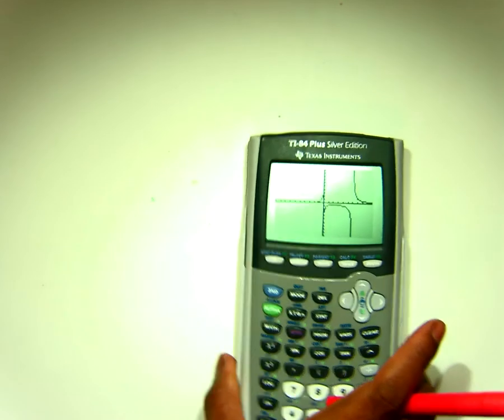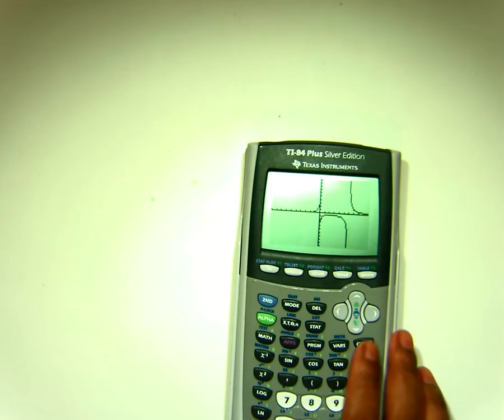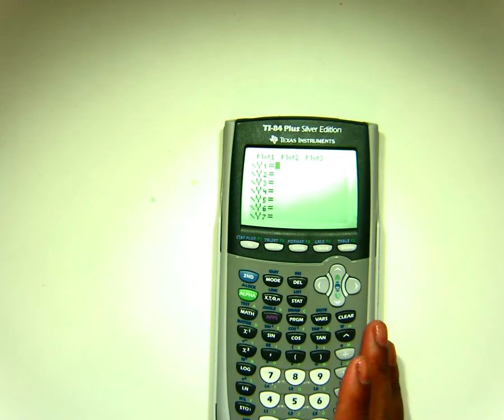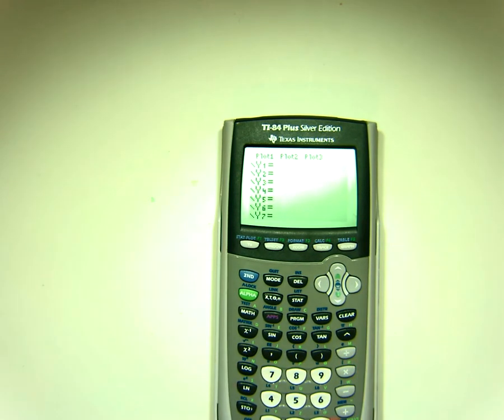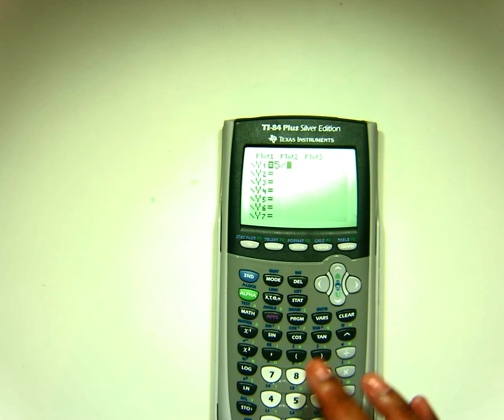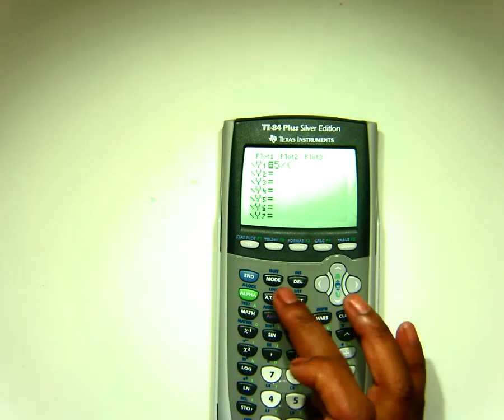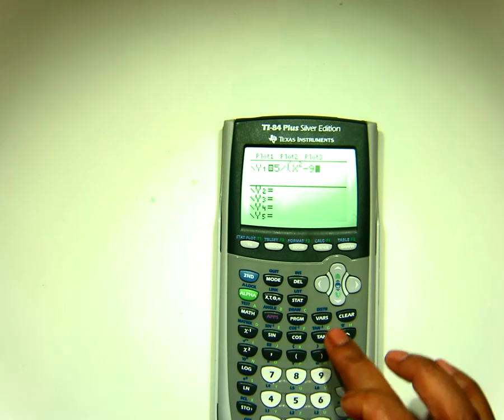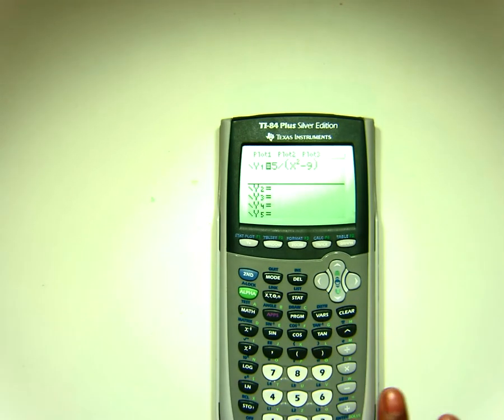So if we're doing that using the calculator, we're going to put it back, hit clear, hit your y equals key, hit clear again because we just used it. For your numerator, you're going to have 5, divided by, for your denominator, make sure you use your parentheses because it's more than one term, x squared minus 9. Close your parentheses. Hit enter to lock it in. Now graph.